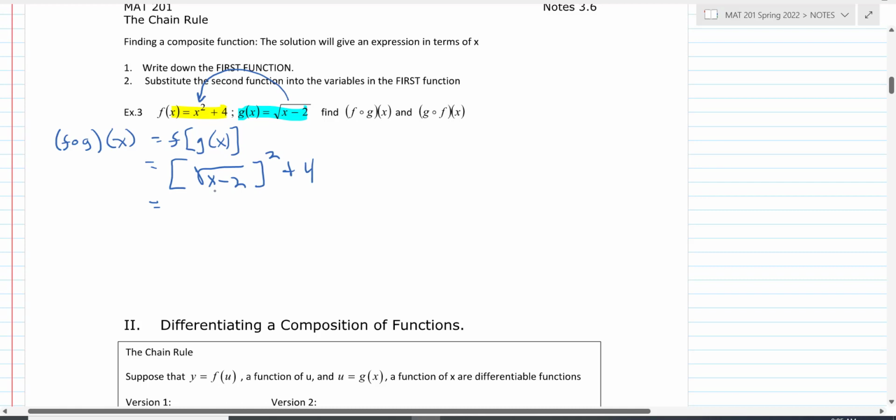Well, we know that when we square a radical, that undoes the operation of square rooting. That just gives you x minus 2 plus 4. That would be x plus 2. Okay, so that's the answer on that.